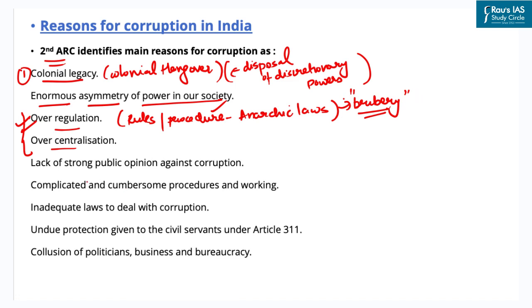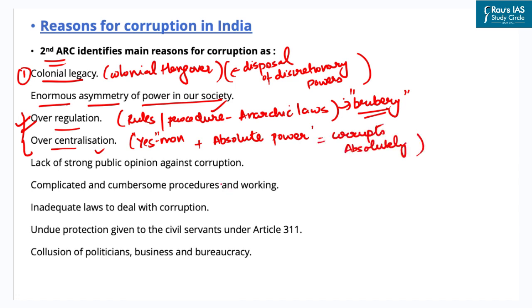There is over-centralization of power in the hands of a few, which leads to a culture of yes-men in the organization, and also decision making without any checks, which results in the formation of absolute power without any checks. And in common parlance, it is said that power corrupts and absolute power corrupts absolutely. Another reason identified by the second ARC is the lack of strong public opinion against corruption.